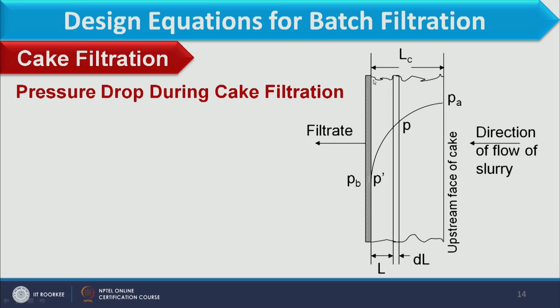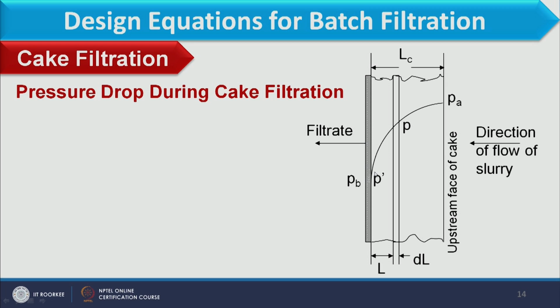If you consider this image, this is basically the filter media, and here the slurry comes to the filter media, and we have the accumulation of cake over the filter media. The thickness of the cake is LC. Now, this is the batch process, and first of all we have to calculate the pressure drop. From this side slurry enters, and here we have the pressure as PA.